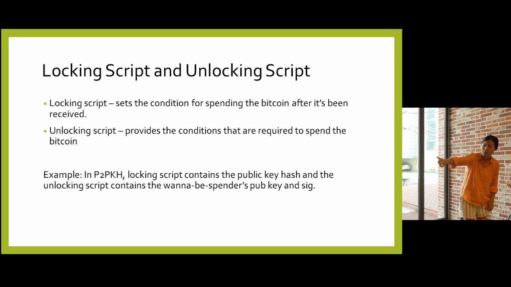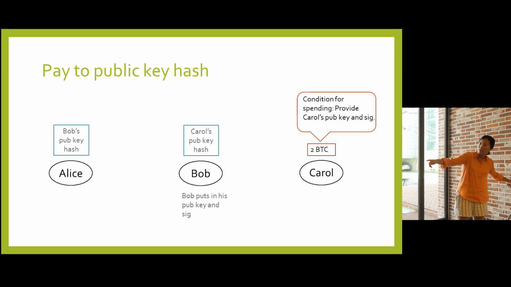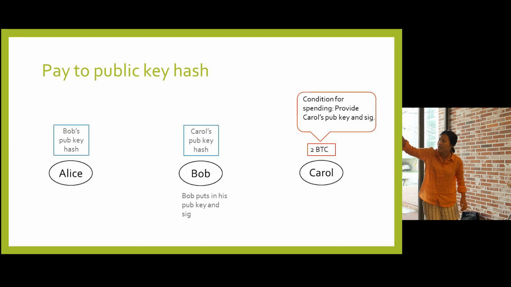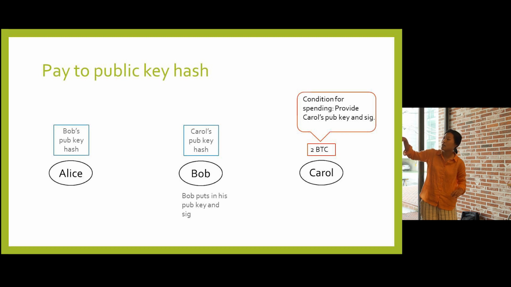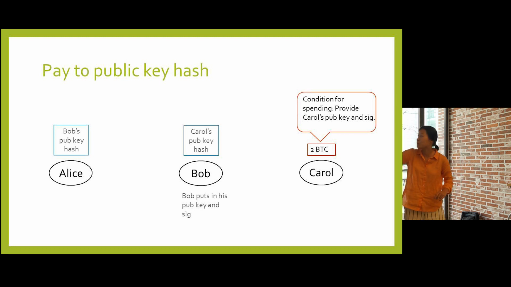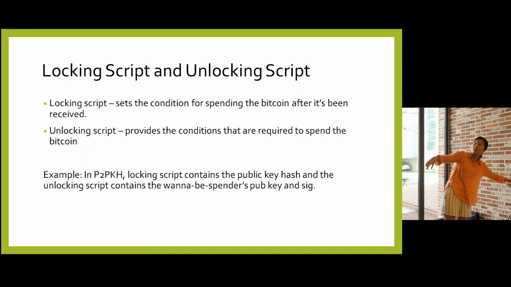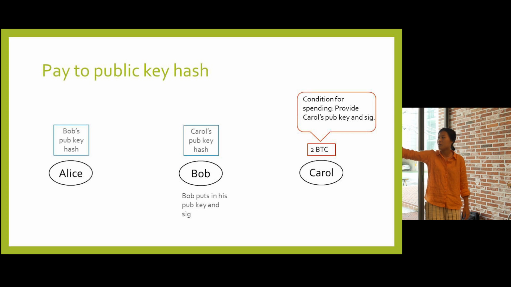Alright, so here is an example. In the pay to public key hash method, which we just saw with Alice and Carol, the locking script contains the public key hash, and the unlocking script contains the wannabe spender's pub key and sig. This is the locking script, the condition. It will contain Carol's public key hash. And the unlocking script will have the wannabe spender's pub key and sig. So Carol has this money now. If she wants to spend this money, she'll have to provide her pub key and signature. These two things will go into the unlocking script.